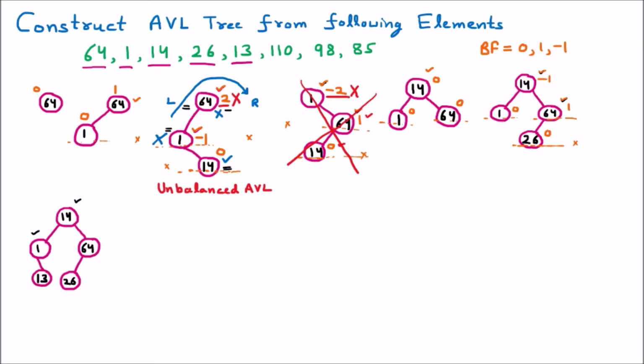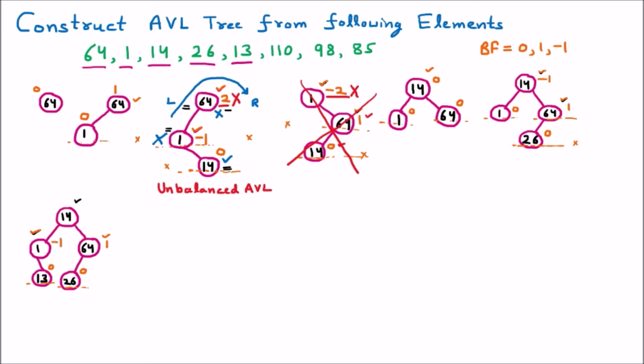Now is the time to find the balancing factor. All the leaves have balancing factor 0. Now talking about node 64, on the left we have 1, on the right we have nothing. So 1 minus 0 is 1. Talking about node 1, on the left we have nothing, on the right we have 1 level. So 0 minus 1, the balancing factor is minus 1.